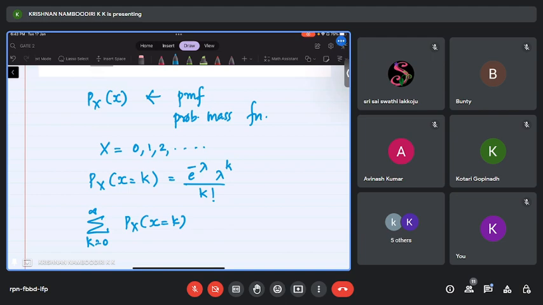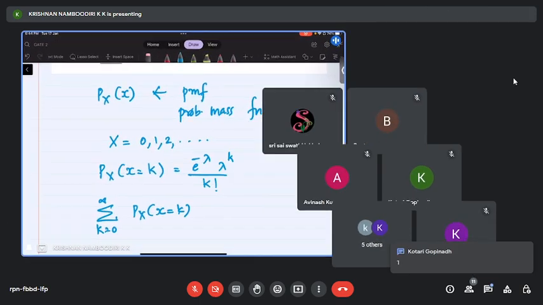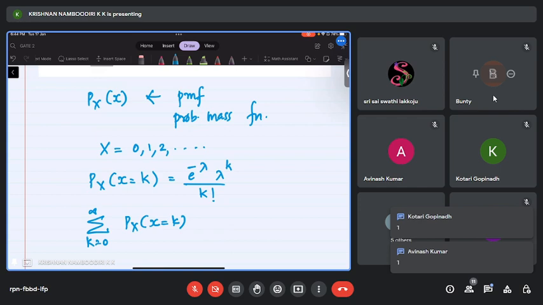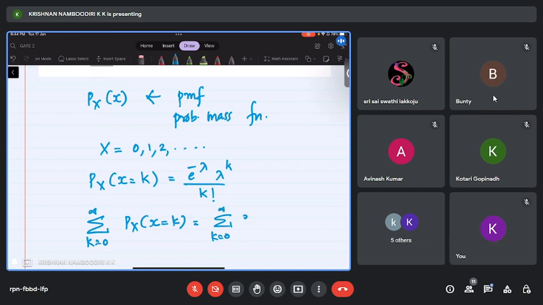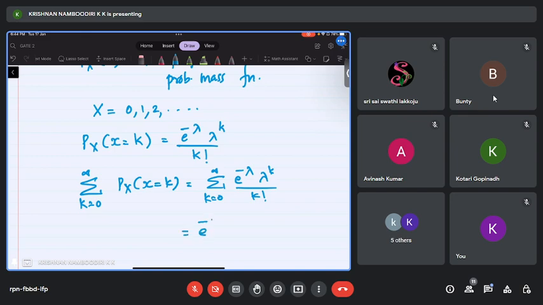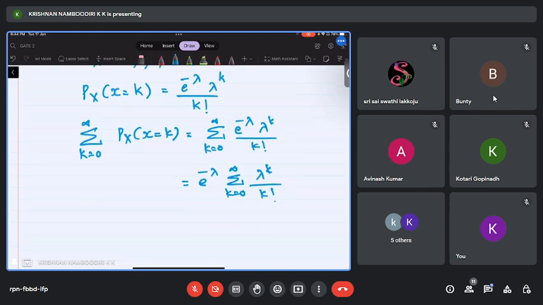Can somebody tell? What should be this value? Yeah, exactly. It should be equal to 1, right? Because total probability must sum up to 1. So let us verify that first of all. Summation k equal to 0 to infinity e power minus lambda, lambda power k divided by k factorial. So e power minus lambda can be taken outside, right? Because e power minus lambda does not depend upon k. So what is this sum? You can easily tell this must be equal to e power lambda.